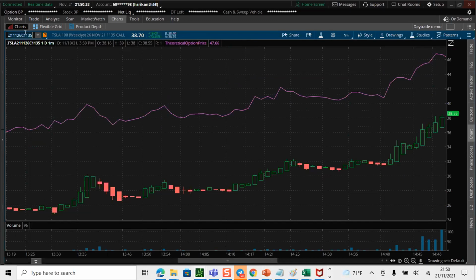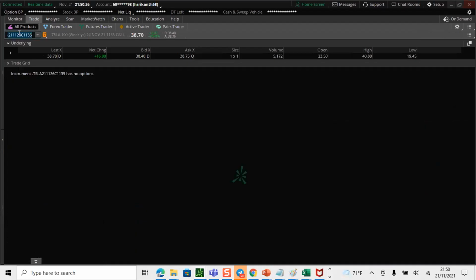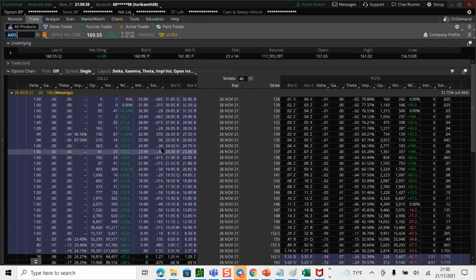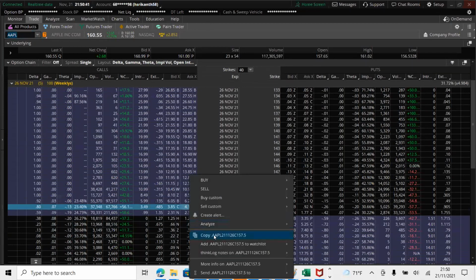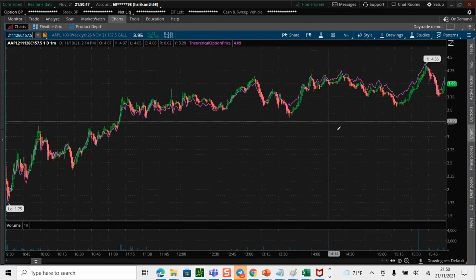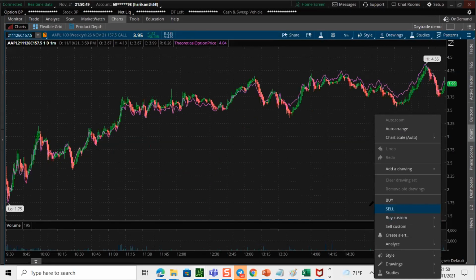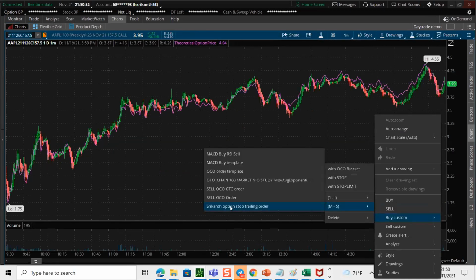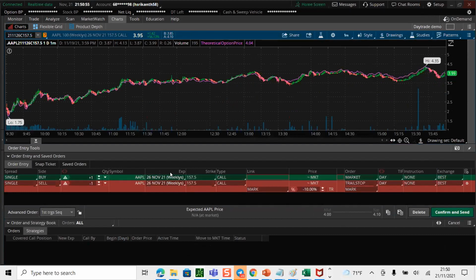Let me go to Apple. And I select some other option chain, copy. If you think you don't have too much time, I click buy custom and just select it. See, automatically they will change it to Apple. We can do that too, right? However, how comfortable you are. If you think that you have time to do options trading, day trading, and then come here, just set up, right? You can do it.